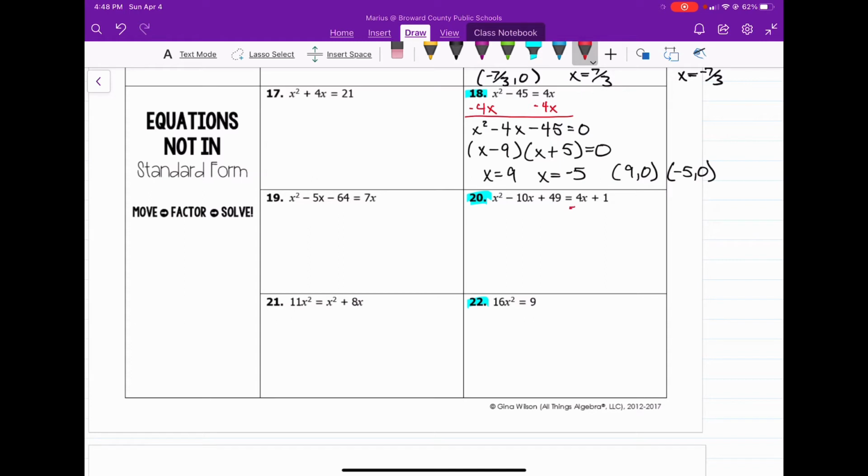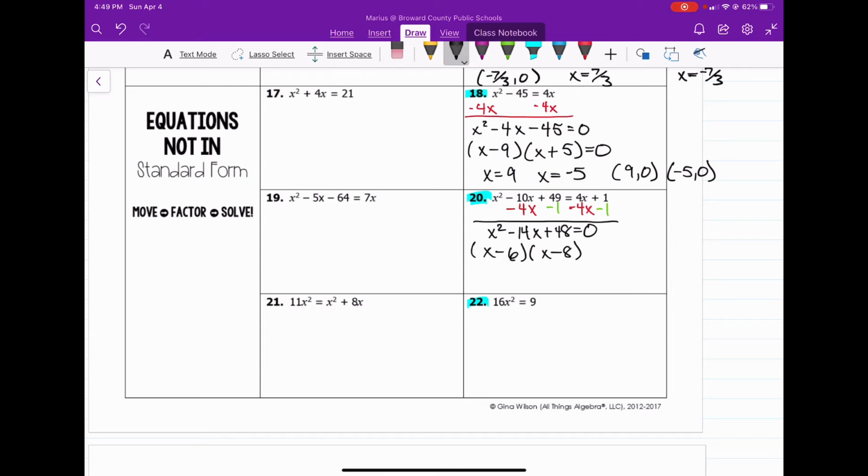Okay? So I could subtract 4x from both sides here. And now because I have an x term to subtract it from, I can do that. And I also have to subtract 1. I'm going to subtract the 1 from the 49 because both of those are constants. Now when I do that, I end up with x squared minus 14x plus 48 equals 0. And now I can go ahead and factor. That's going to give me x minus 6 and x minus 8.